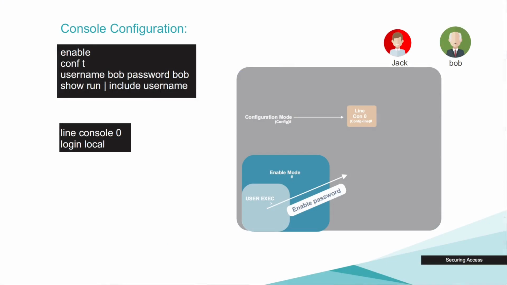So Bob is a trusted employee and he's a senior engineer. And Jack is a new junior engineer, and we need to give Jack very limited access. And Bob is a very trusted engineer, and we need to give him access to all the configuration. For that reason, there is something called the enable password. For the enable password, you will need to enter this password in order to enter the enable mode and any mode above this, the configuration mode or privilege exec mode and the sub-configuration modes.